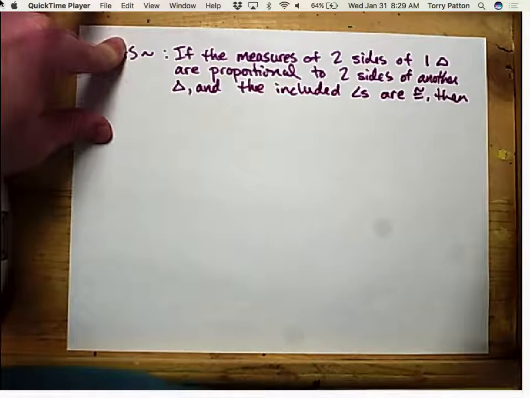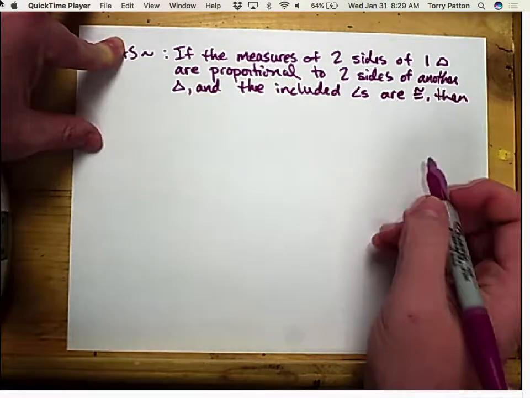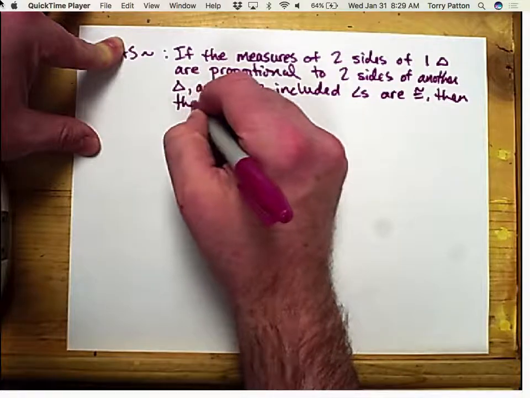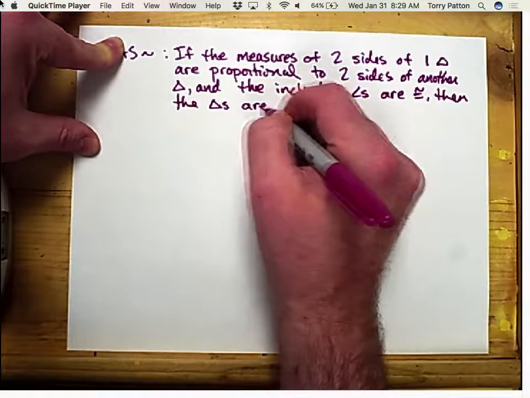I don't know why it keeps doing this. It doesn't do it on the computer. It just does it there. Then the triangles are similar.